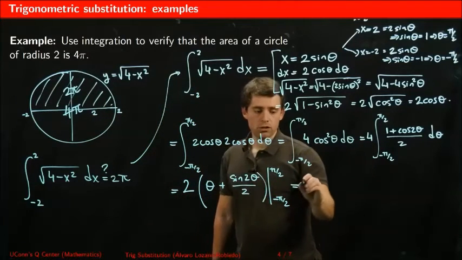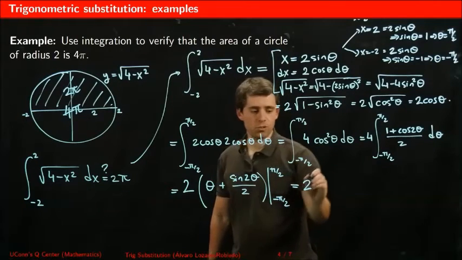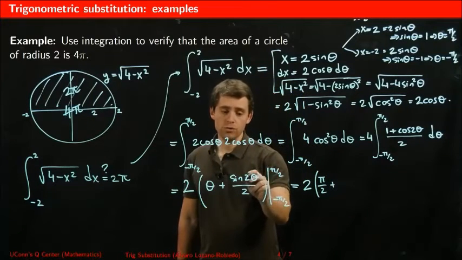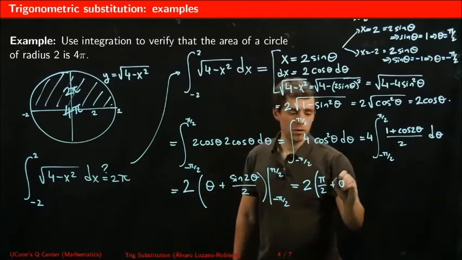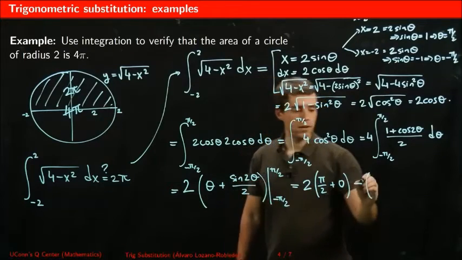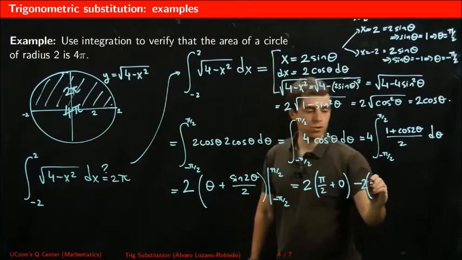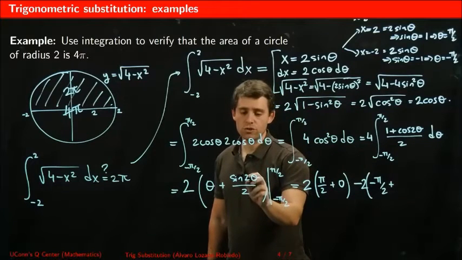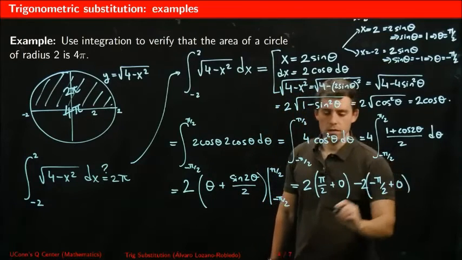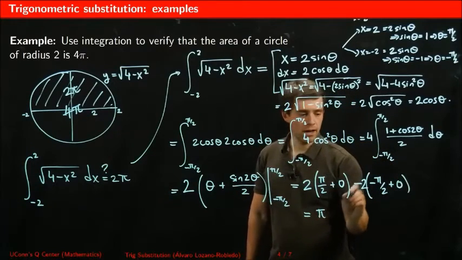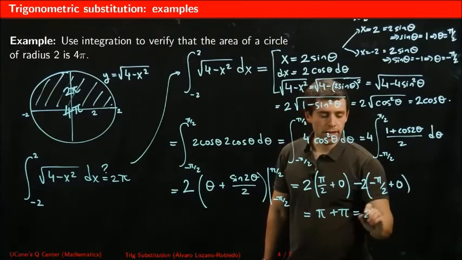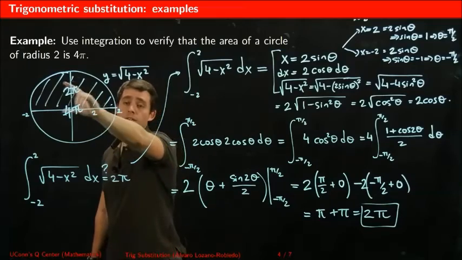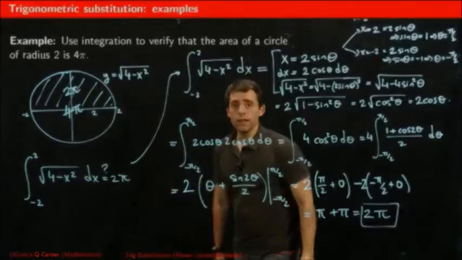So we get twice pi over 2, this is twice pi over 2 plus sine of 2 pi over 2, so sine of pi, but that is 0, minus, evaluate this at minus pi over 2 plus, and then here again, when I plug in minus pi over 2, I get sine of minus pi, which is again 0. So what do I get? I get twice pi over 2, that's pi, minus minus, so it's plus, plus another pi, and I get 2 pi as desired. OK, so we found out that the area of the semicircle is 2 pi, therefore the area of the whole circle is 4 pi.